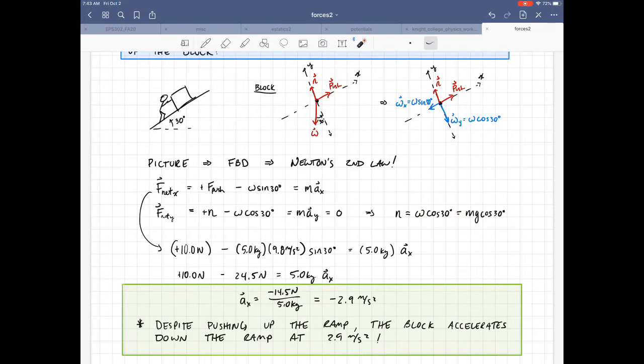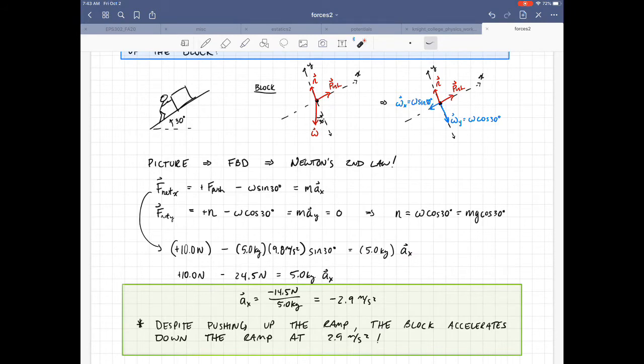In this case, I think we are done with the y analysis; there's nothing else that we can do there. We're going to move back to the x analysis. If we look at the x analysis, we've got our push force minus the component of the weight down the ramp equal to max. So what's my push force? Well, it was 10 newtons. Again, the plus is because it's up the ramp. Minus mg sine 30.